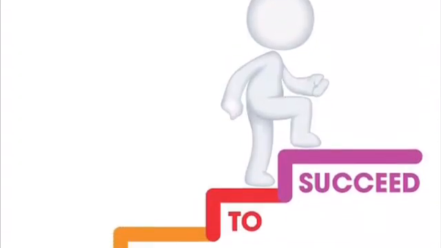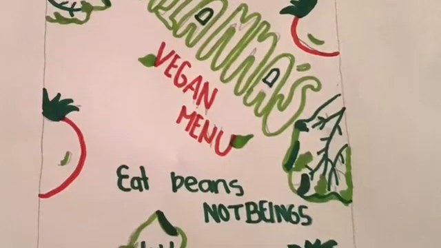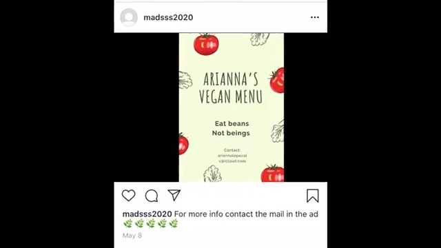Then there is criteria C. For this part, I focused and listed some steps I needed to follow to be successful, steps all the way from my first draft to my final version that I actually posted on social media.